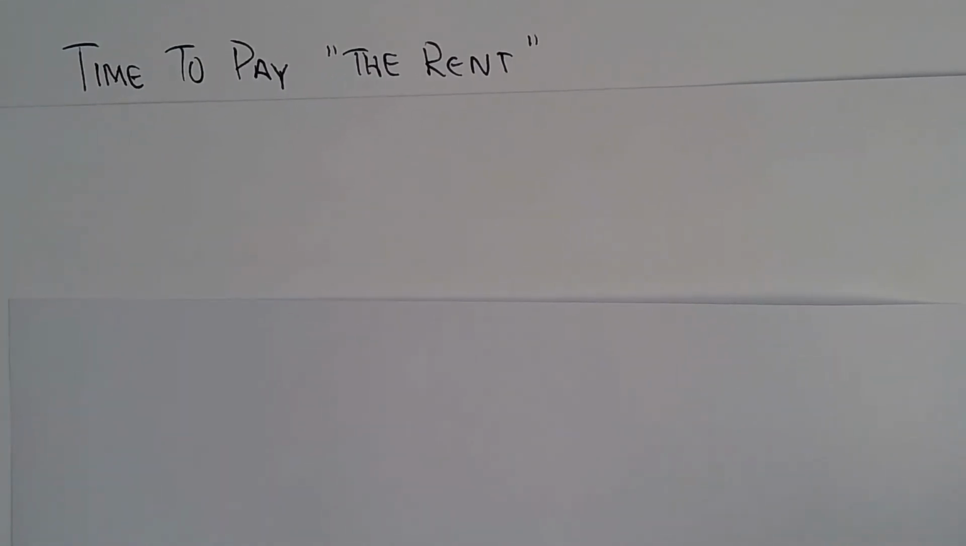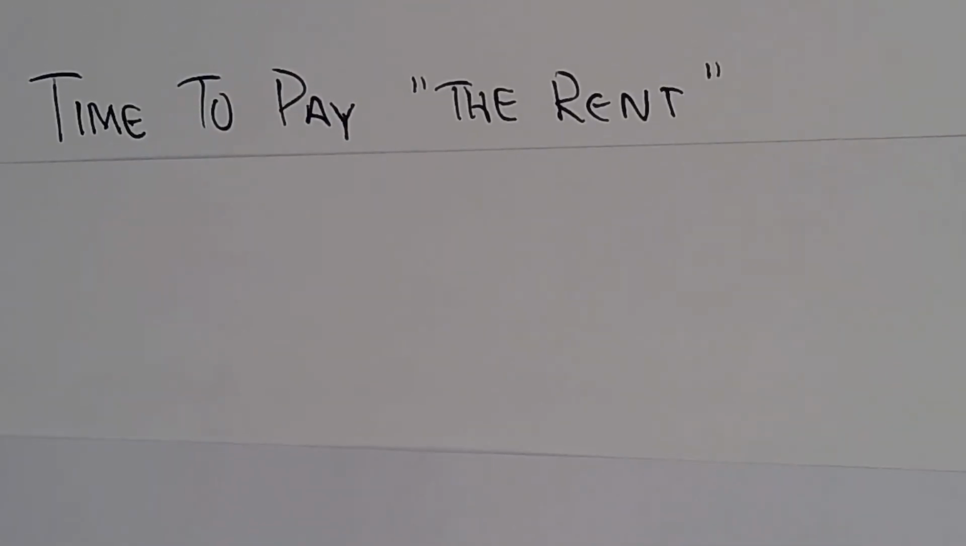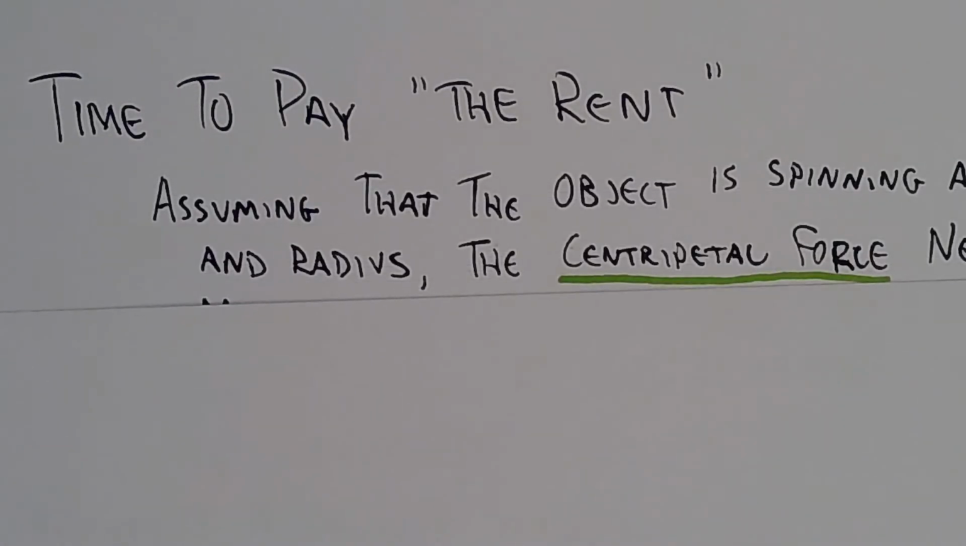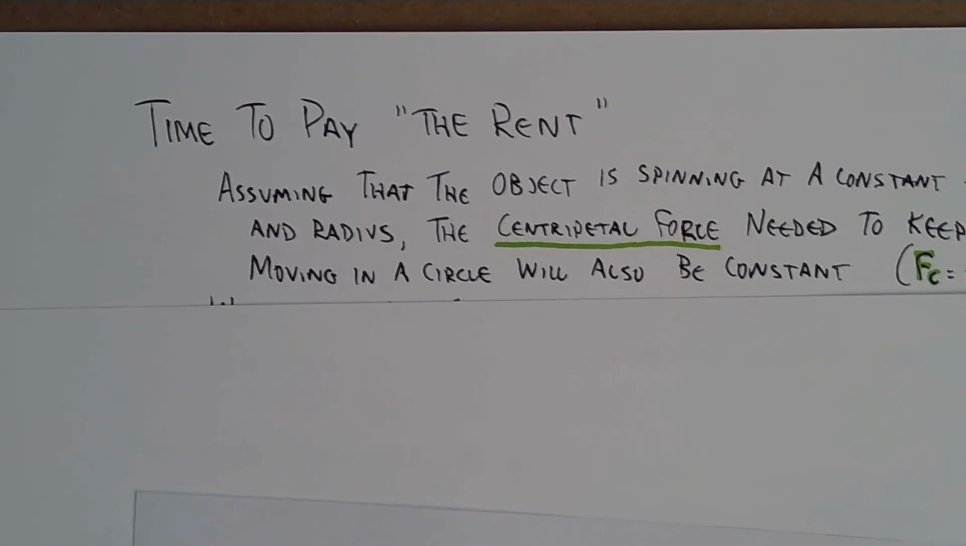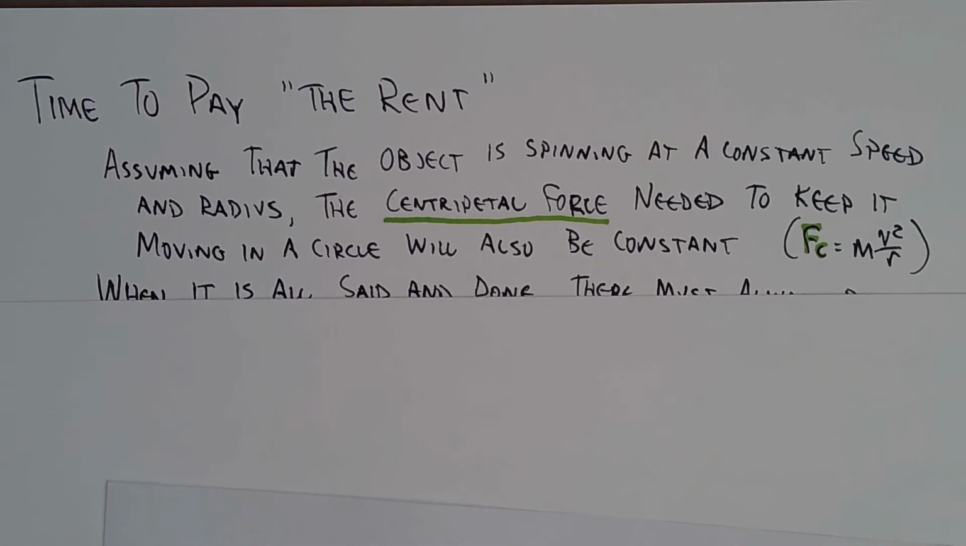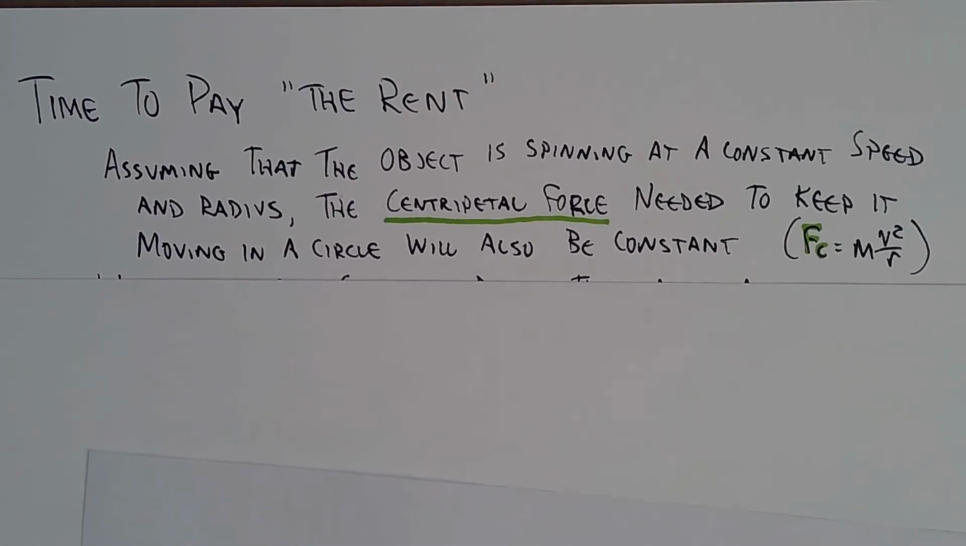Let's pay the rent. When I talk about traveling in a circular path, I use the metaphor of paying the rent. Hopefully it'll be useful to you as we talk through it as well. Now, when we deal with objects moving in a circular path, we are going to assume the same conditions of uniform circular motion that we have assumed for the rest of this unit.